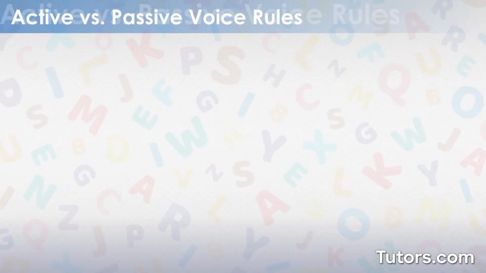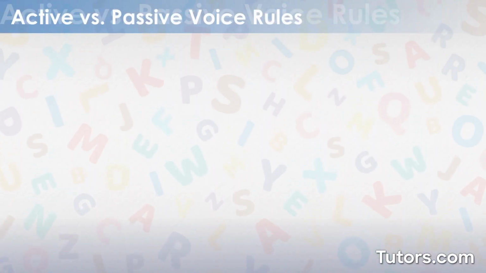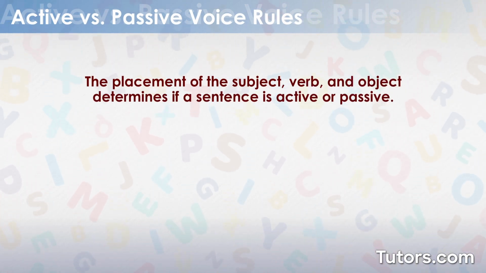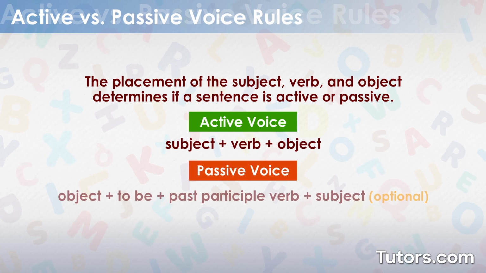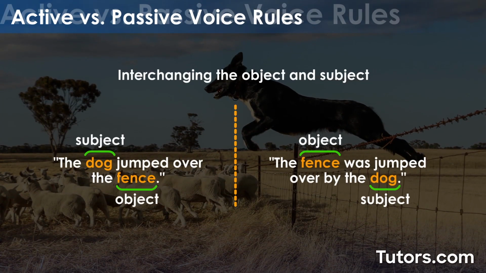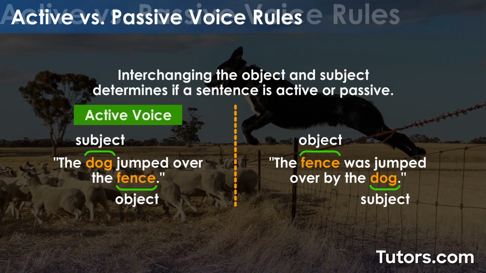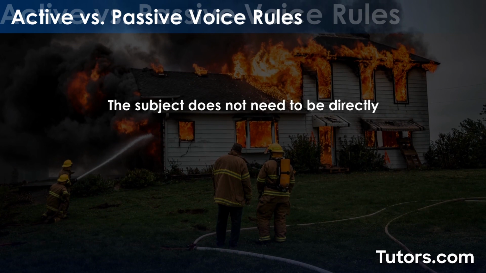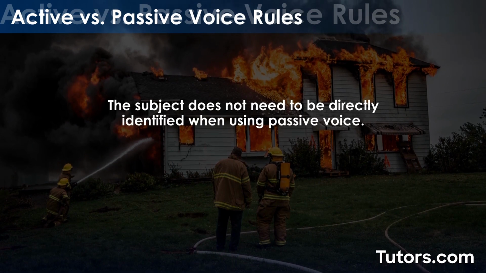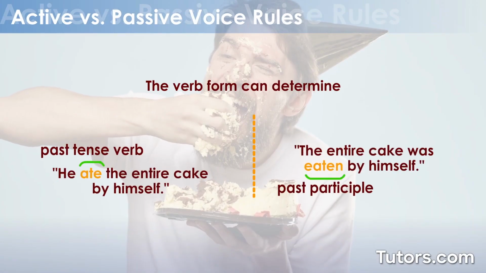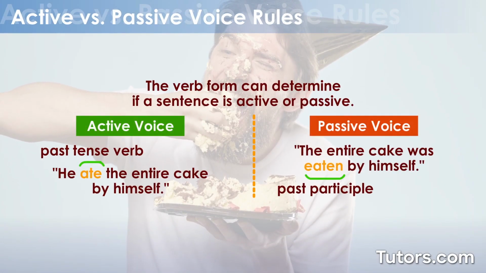General rules for active and passive voice include: the placement of the subject, verb, and object determines if a sentence is active or passive. Interchanging the object and subject determines if a sentence is active or passive. The subject does not need to be directly identified when using passive voice. The verb form can determine if a sentence is active or passive.